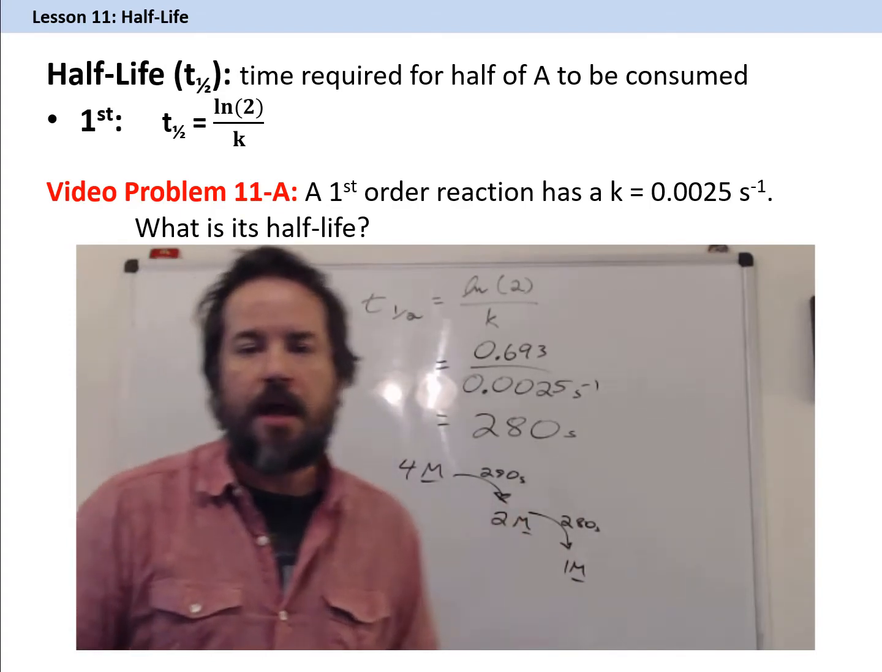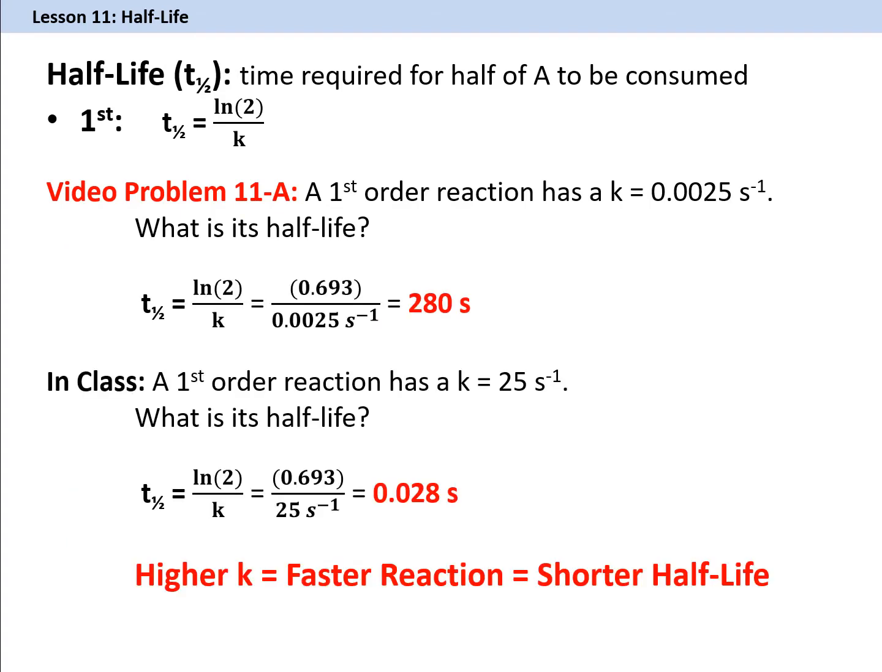Now, in class, we did a first order reaction that has a k equal to 25 per second. So the k is bigger. That means that it is a faster reaction. And so when we figured out the half-life for that case, that one had a half-life of 0.028 seconds, right? So a higher k means a faster reaction, means a shorter half-life. That means in that case, every 0.028 seconds, you get half as much.